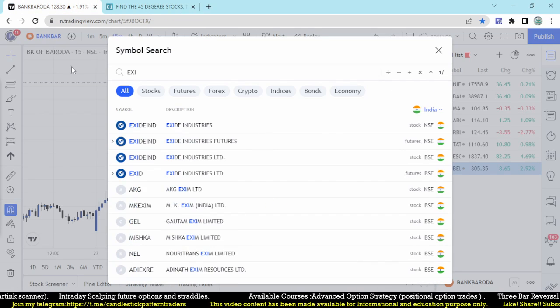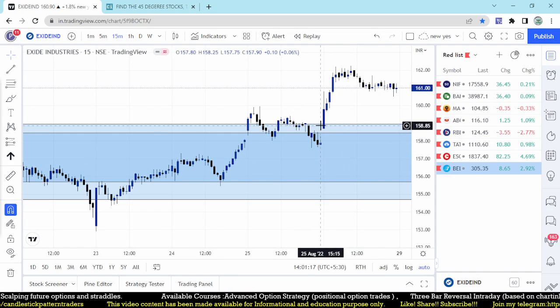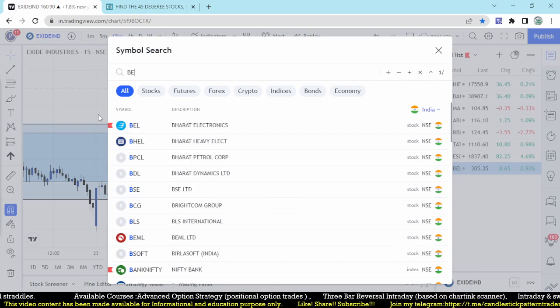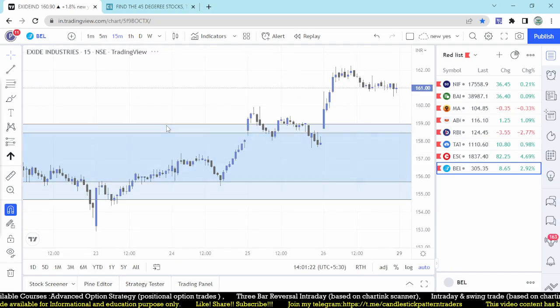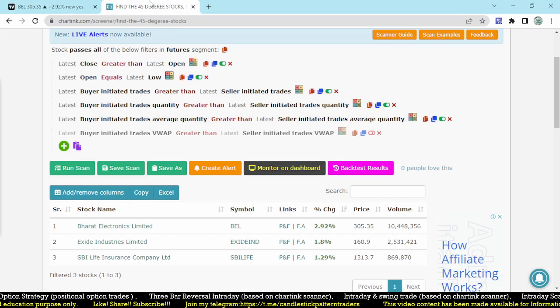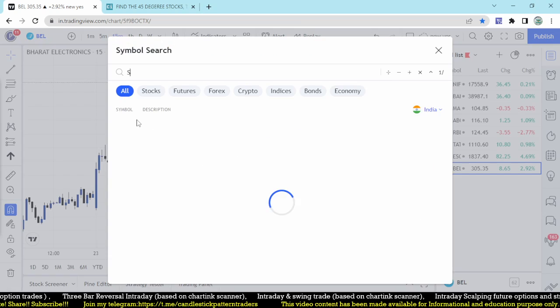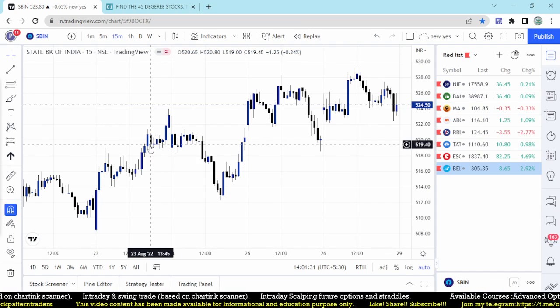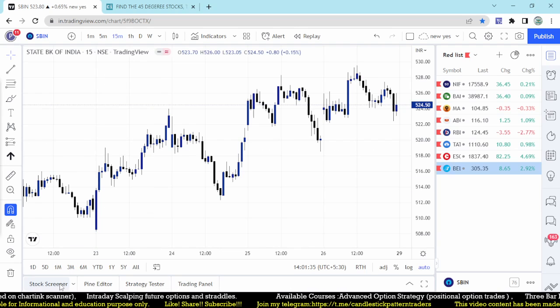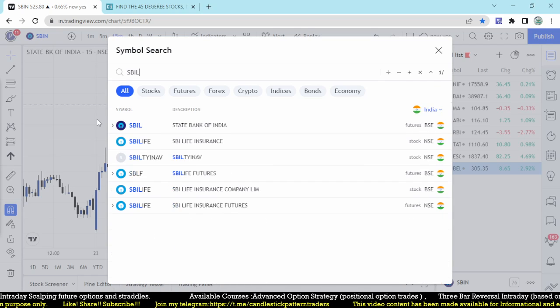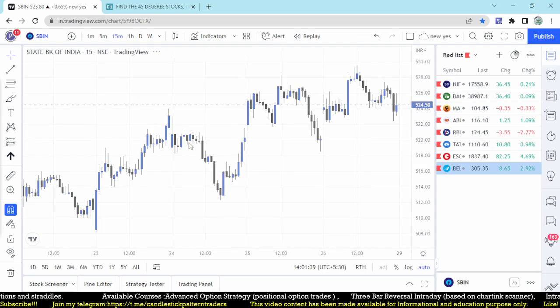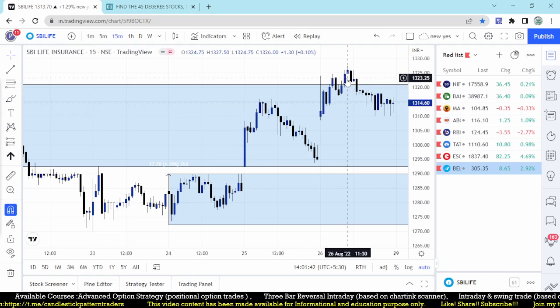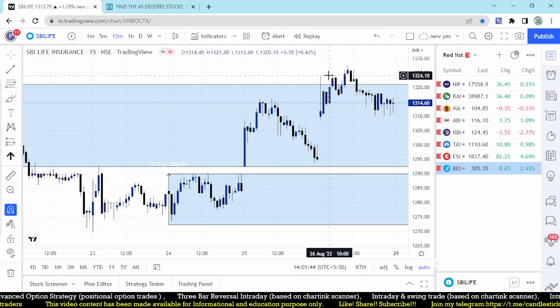It's for intraday. If you are focusing on intraday, we can see the intraday movement. Exide, BL, that also works well. SBI Life. If a stock is present in the first 15 minutes, you can focus on it, or else you can avoid such stocks. SBI Life Insurance, not SBI. Let's go for SBI Life. What happened? It's not giving a good movement, even if you focus on the first 15 minutes.